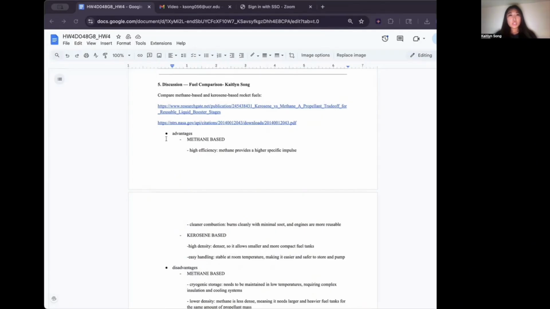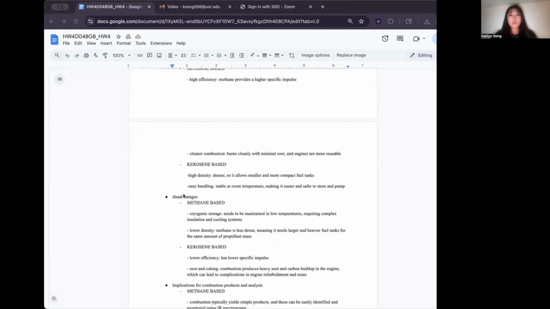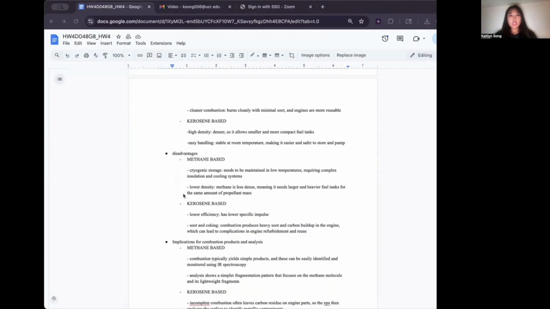So in conclusion, the differences are reflected in our analysis. Methane shows simple, predictable patterns in IR and mass spec, while kerosene produces much more complex fragmentation and surface contamination.